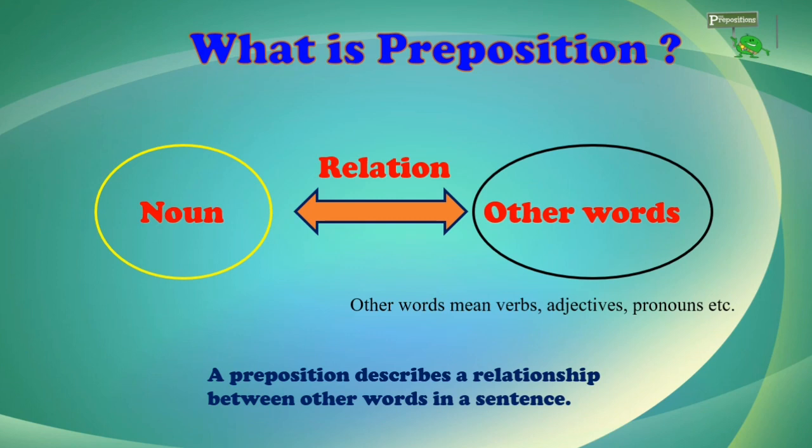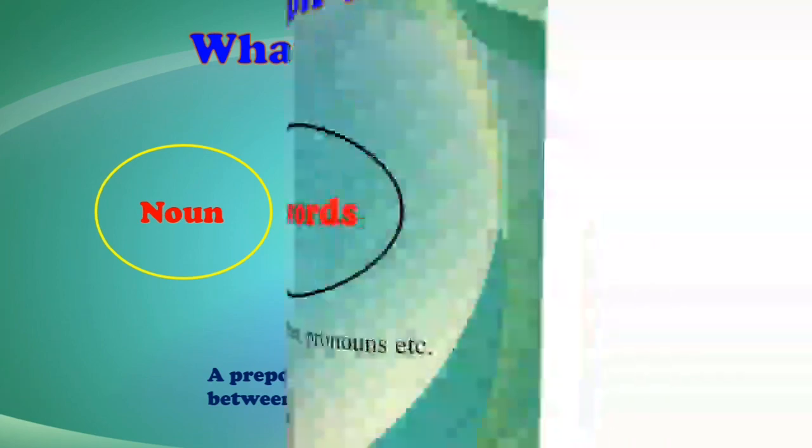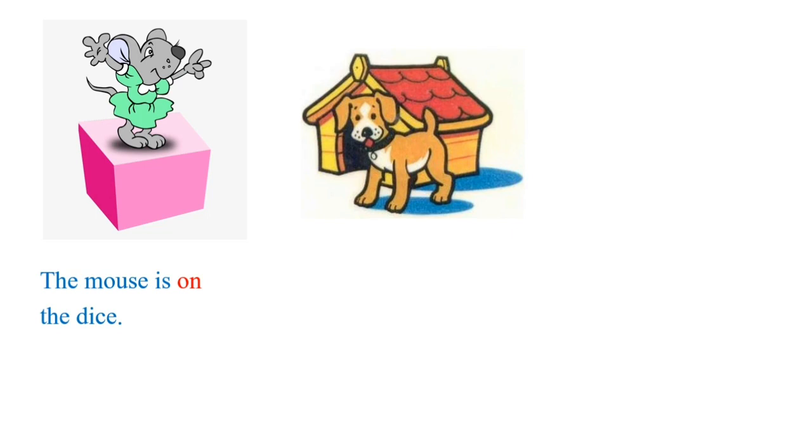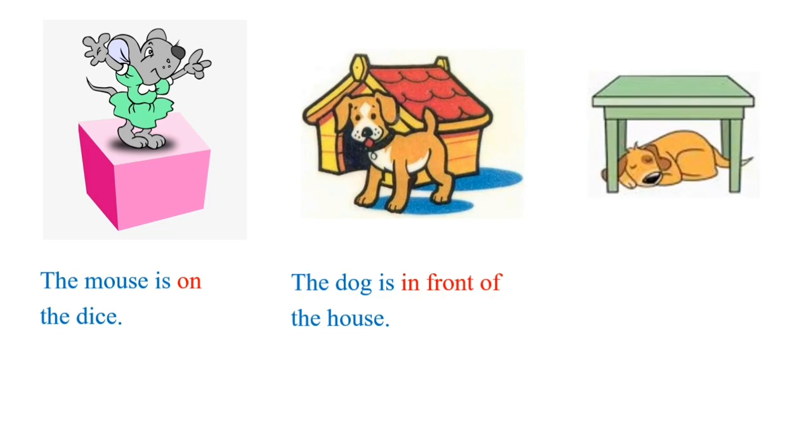Let us find out some more examples about the preposition. Here we can see a mouse is on a dice. The mouse is on the dice. And here you can see a dog, and just behind the dog there is a house. We can say the dog is in front of the house. Next, another dog is sleeping under the table. The dog is under the table.